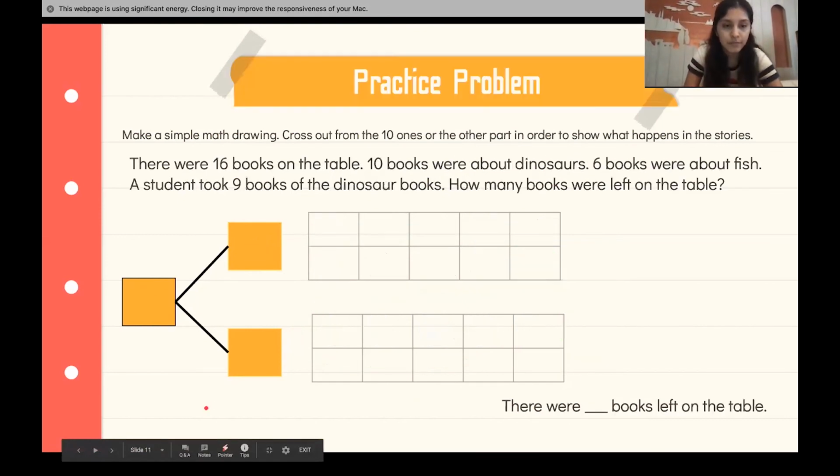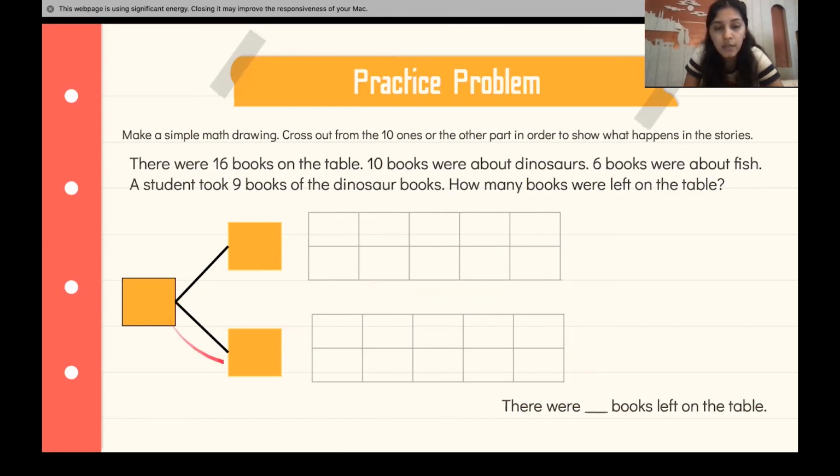Let's see. Our next one, ooh, it looks like a lot because this time we have the tens frames ready for us, but look, all of these are here, but we have no numbers. Ooh, it's kind of tricky. Let's see what the problem says. It says, there were 16 books on the table. 10 books were about dinosaurs. 6 books were about fish. A student took 9 books of the dinosaur books. How many books were left on the table?